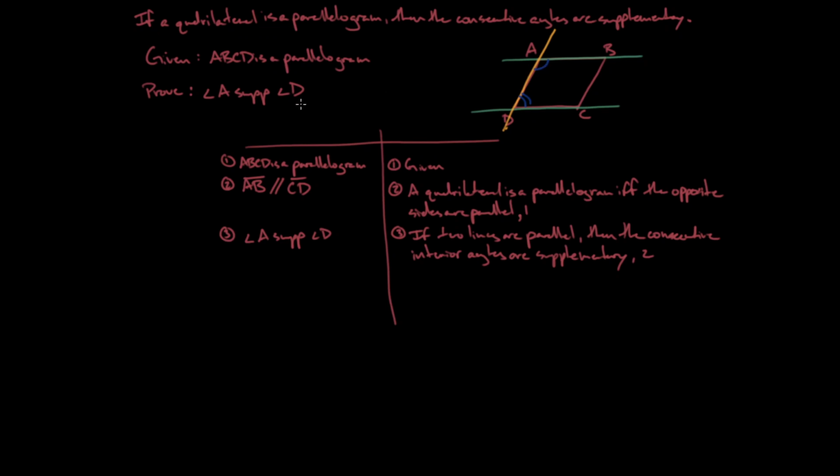So this is just another one of these properties for parallelograms. It says that if a quadrilateral is a parallelogram, then the consecutive angles, so the angles that are right next to each other, will always be supplementary, and it's because these lines are parallel. So that's another property that we have for parallelograms, one of the many.